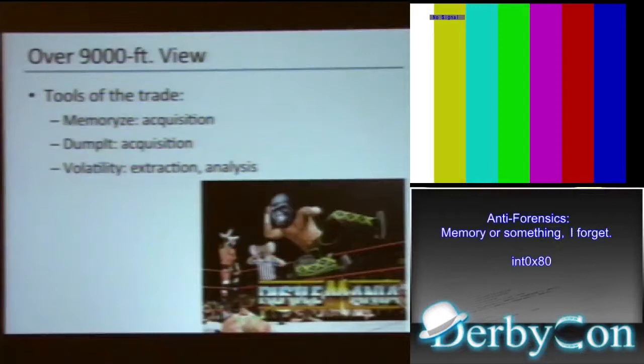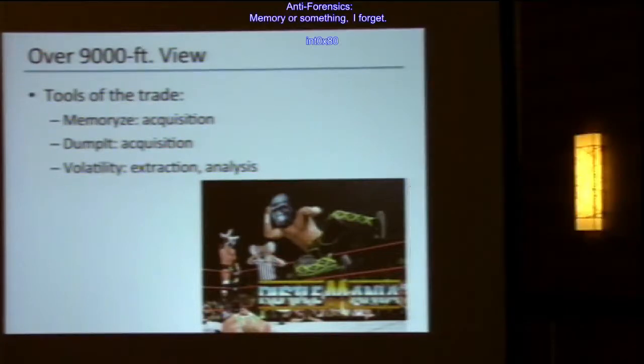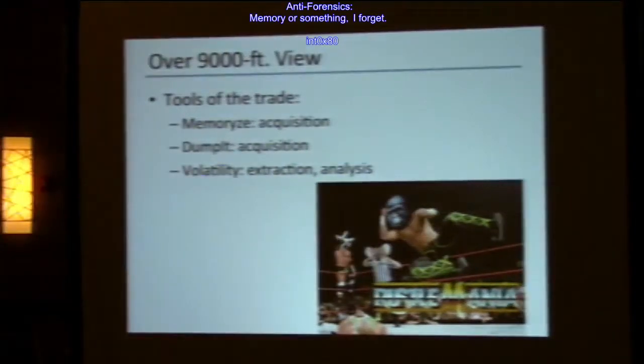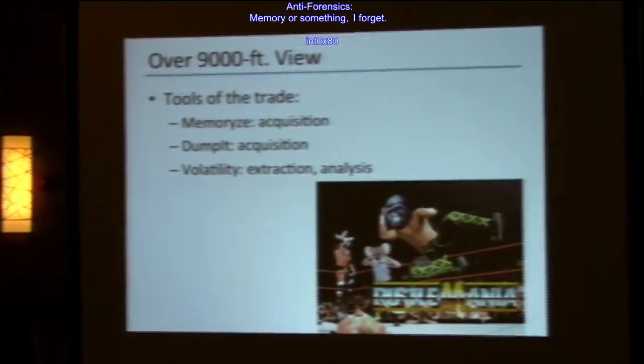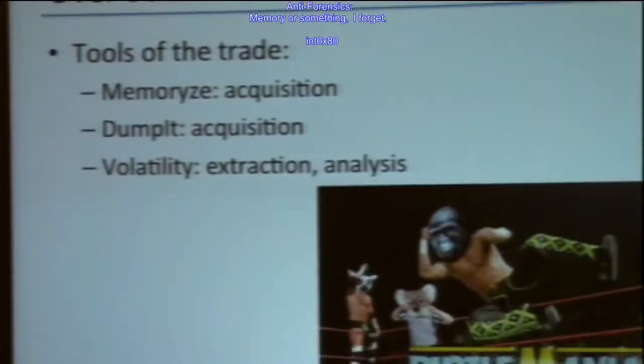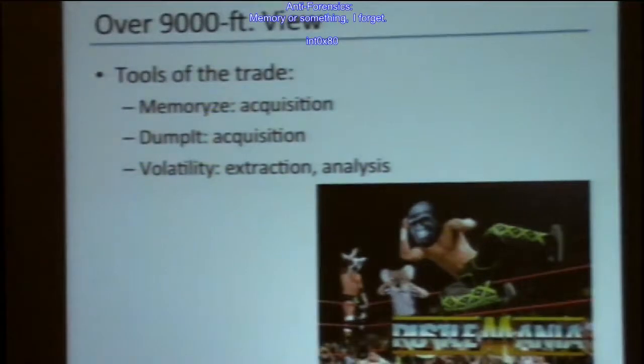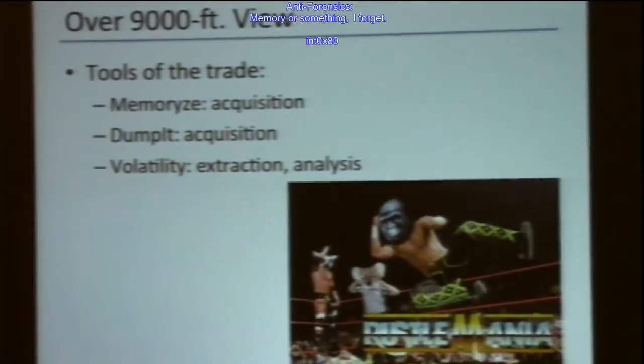Like I mentioned earlier, there are a few main tools that people use. Memoryze is good for acquisition. It's made by Mandiant. It's a free tool. It's actually the first acquisition tool I used that was completely stable across the board. I tried a bunch of variants of DD and had varied success. DumpIt's good too. Folks that I work with love it. It's small. It's fast. And then Volatility, an open source framework, very actively developed, has a lot of cool stuff in it and is very useful for doing analysis on what you get.